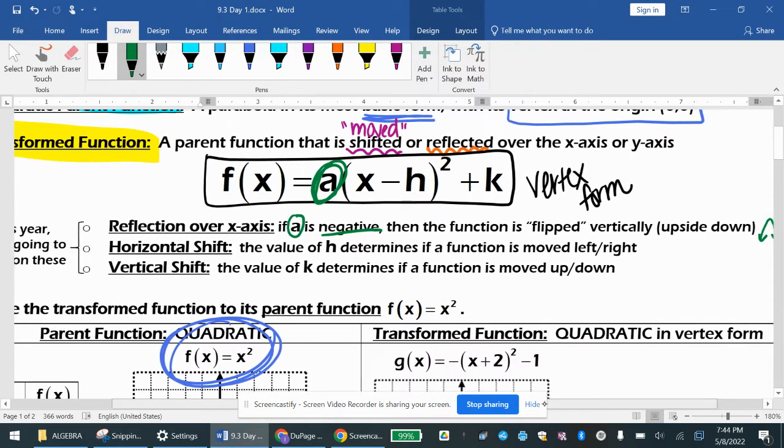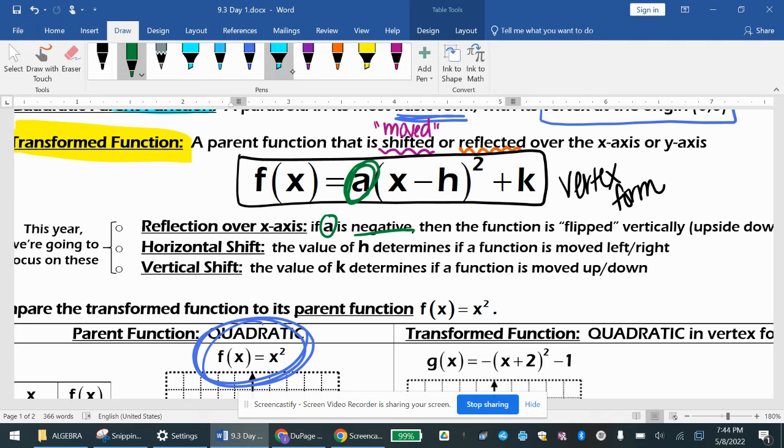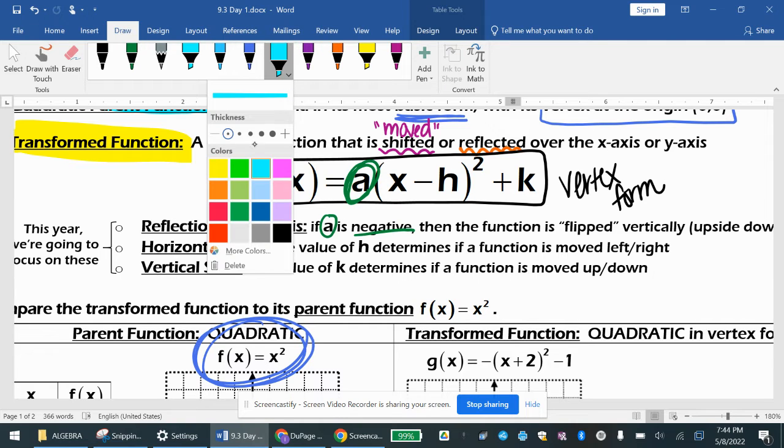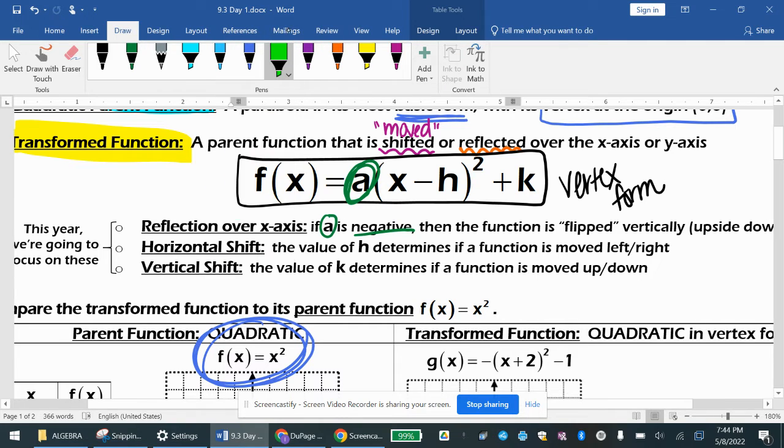That means it's reflected over the x-axis. So cuando ven que el valor de A, el número enfrente de paréntesis, if the number in front of the parentheses is negative, that means that the parabola is reflected over the x-axis. It's like a mirror. The x-axis is a mirror and the parabola is reflected over it.